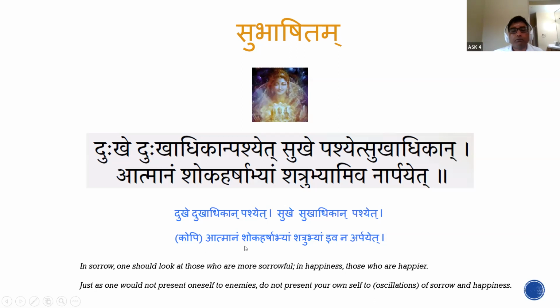Atmanam shoka harshabhyam shatrubhyamiva na arpayet. Because your Atma is pure and has nothing to do with whatever is happening externally. Even though because of Maya you will be pulled there, these types of slokas will remind you to come out of it. Then you will not feel that much. Of course, we are not saints, but at least this will reduce your affliction.